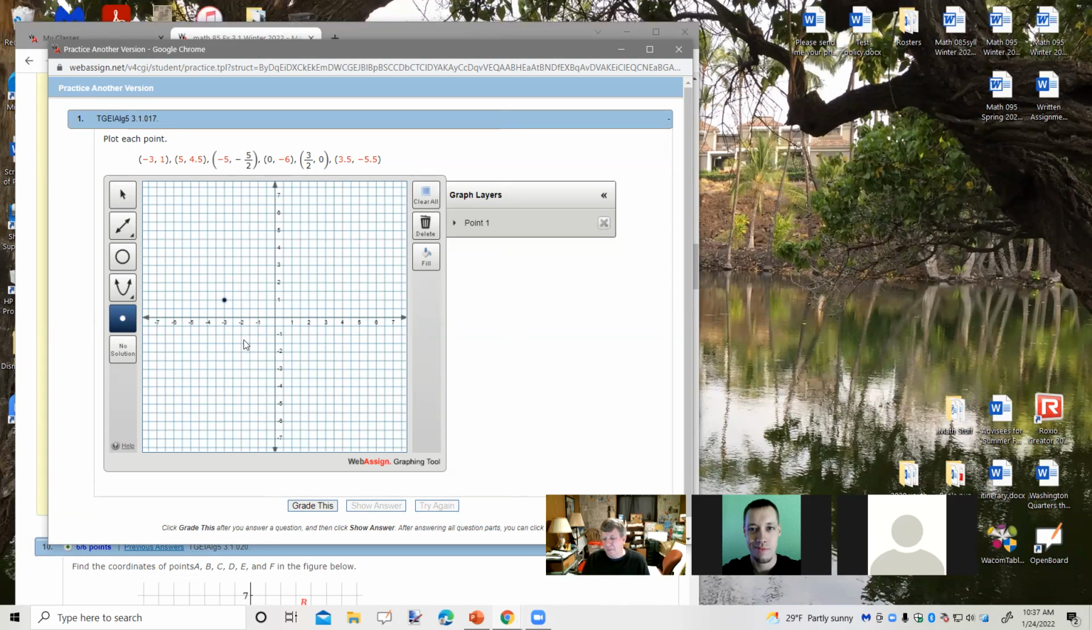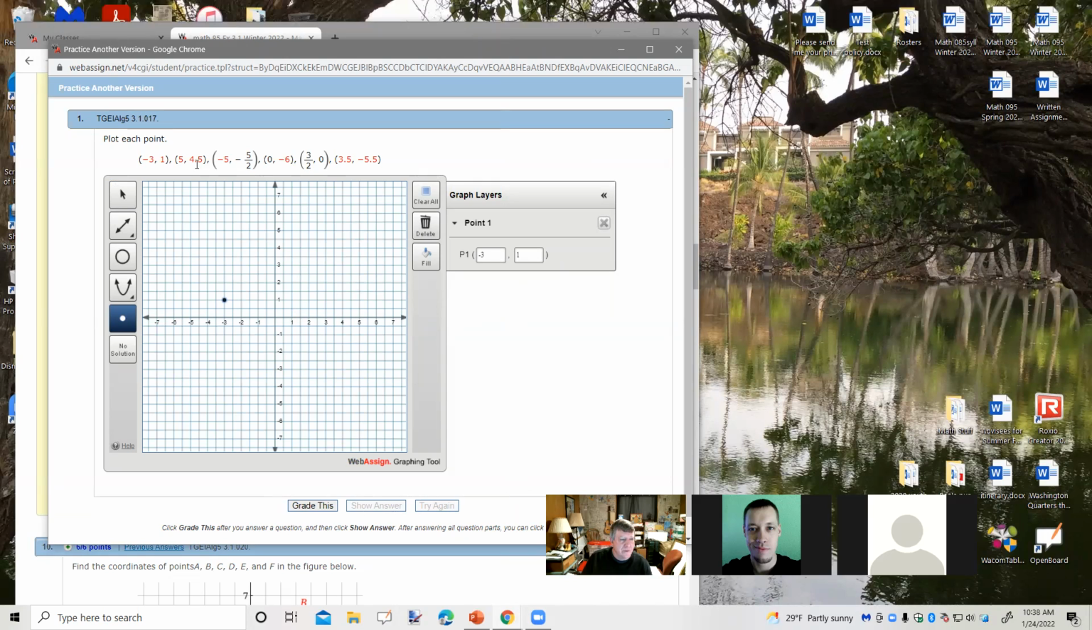Okay. Now, let's say that I'm not sure if I plotted the point correctly. I can come over here to point 1 and click on it. And there are the coordinates, -3, 1. In fact, if I wanted to, I could come in here and change it to -3, 2. Of course, that would be incorrect, but let me give you another example.